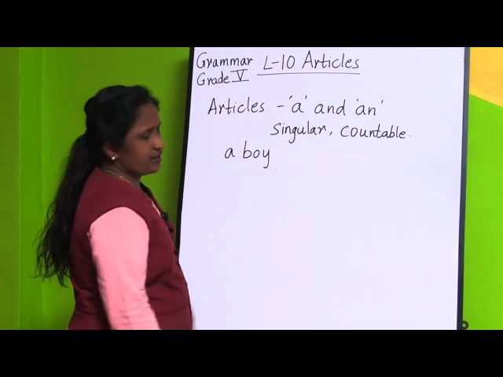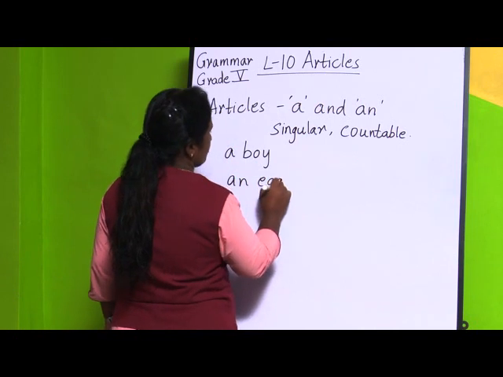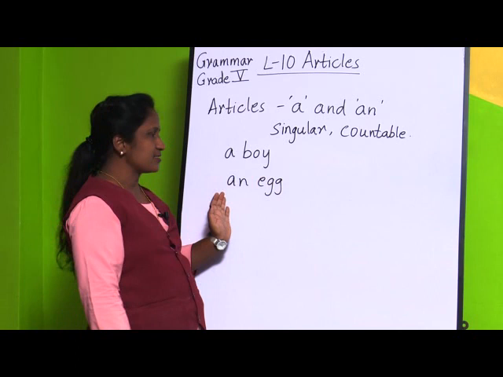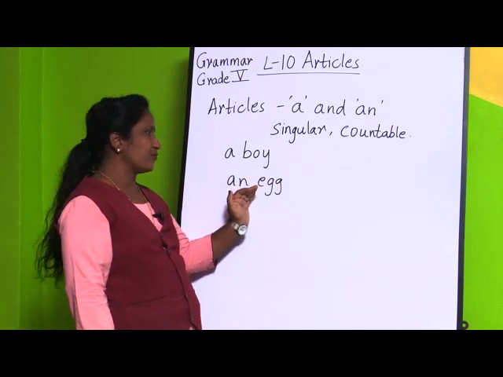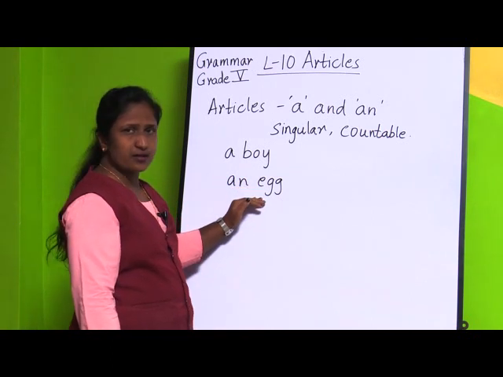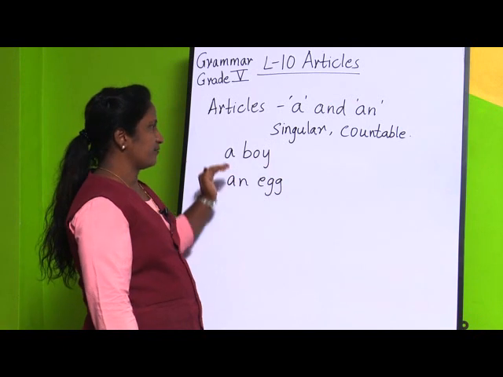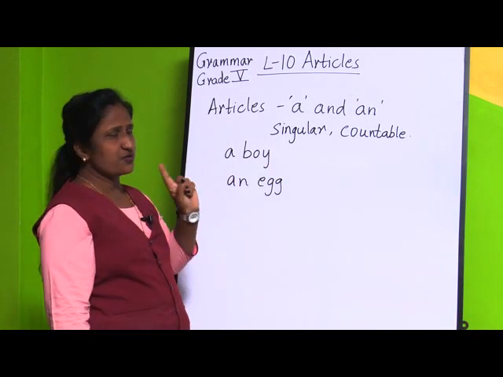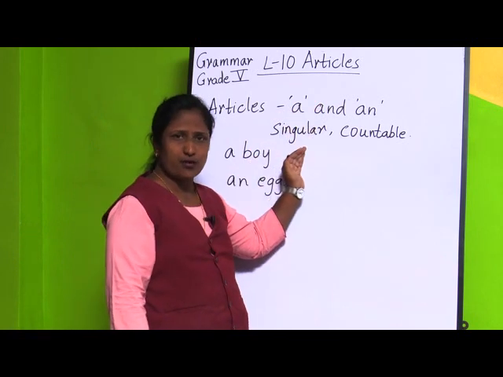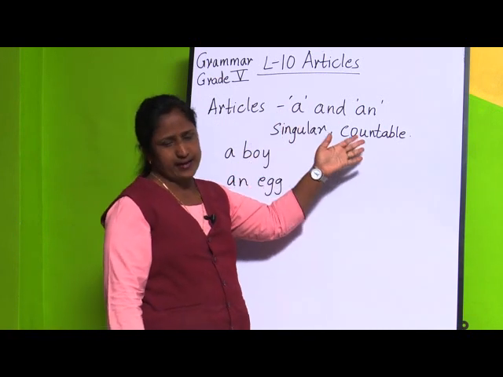The other example, an egg. Egg is also a singular noun and it can be counted. We will study later that we use an if the word starts with a vowel. So, an article we have used. This was the first thing, that articles a and an we use for singular nouns, and if it is a countable noun, we are going to use a and an.